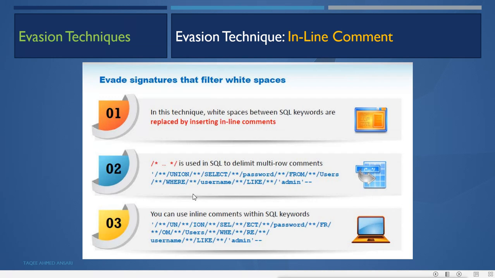And in this, if you can see, the query is union select password from user where username like admin. The query is this, but because it is adding multiple comments in between, the signature will be different. You can use inline comments within SQL keywords also, like within the union we can add the comment. Within the select it is also divided and adding some comment into it. But for the database, it is a single word, because the database will ignore these comments and it will only see this select.